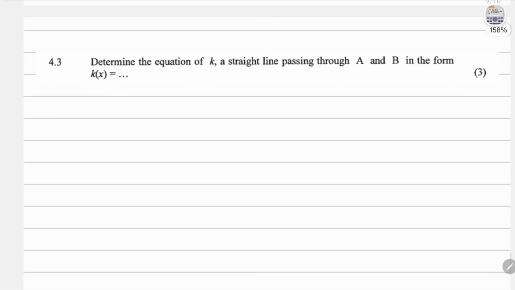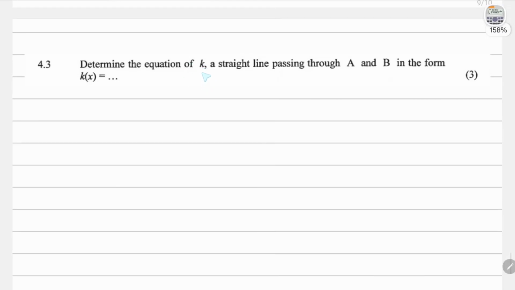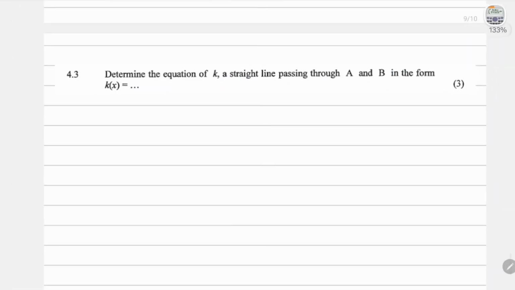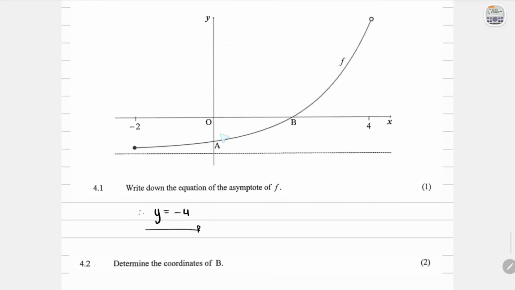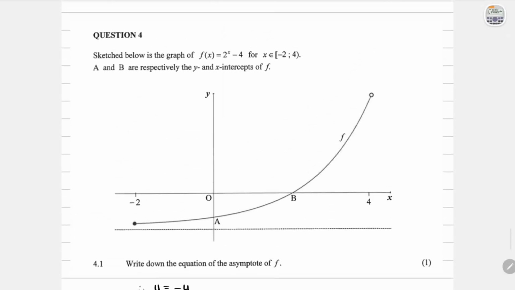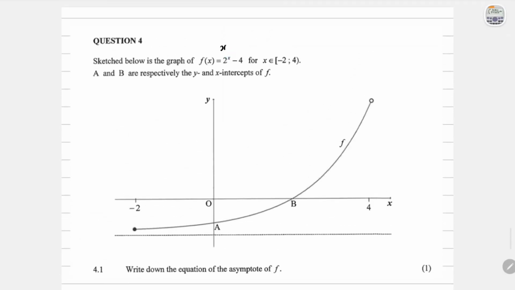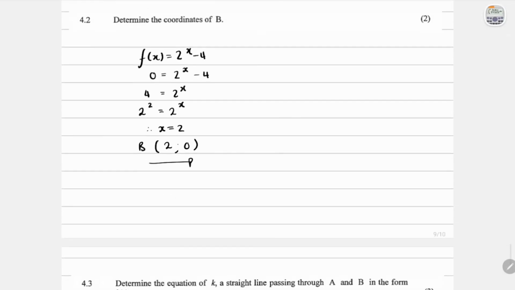Question 4.3 says, determine the equation of k, a straight line passing through A and B, in the form k of x equals. Okay, so it passes through A and B. So we know that we have B, we just don't have A. So let's find A. A is on the y-axis. So this is the y-intercept. So to find the y-intercept, you simply make x equal to 0. Okay, so let's go ahead and do that.